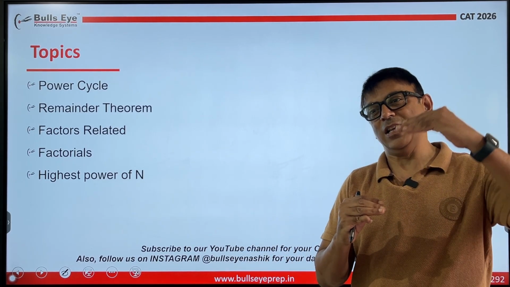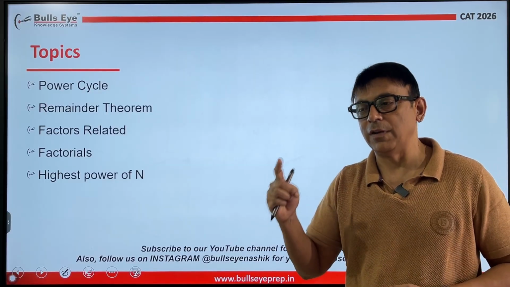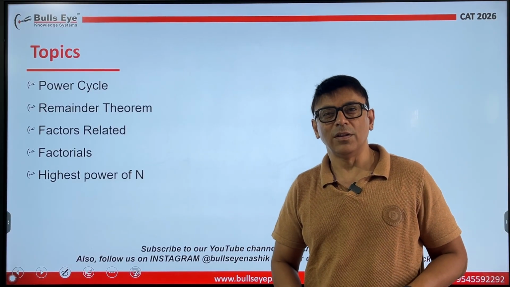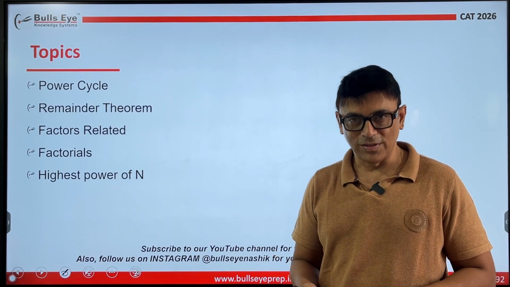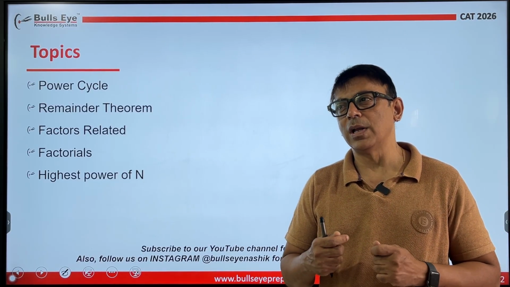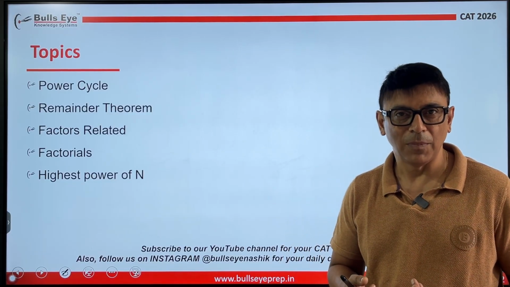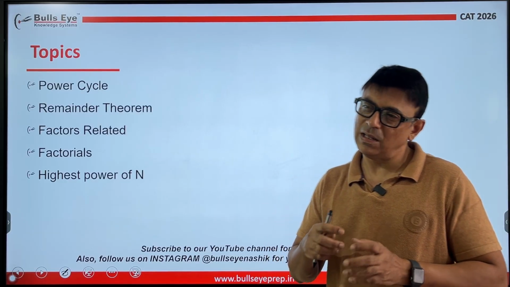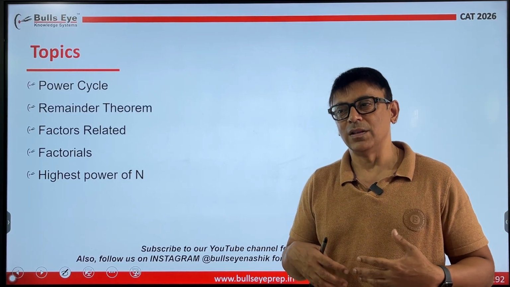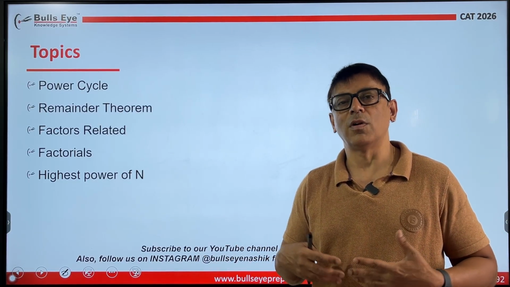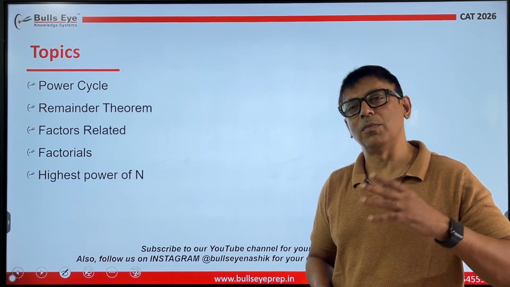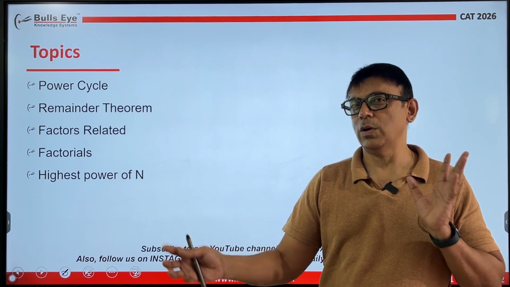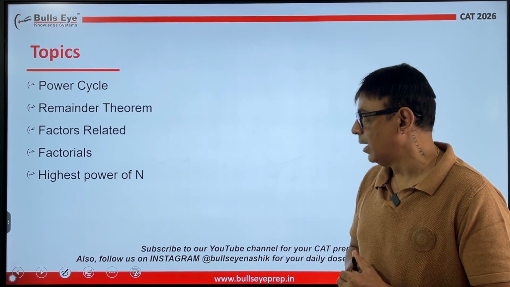Power is A raised to B, and if it gets a repetition, it forms a cycle. So the name power cycle. Remainder theorem is also called modulus theorem. How complicated divisions are simplified, that's what will be a part of the remainder theorem. Factors related, there are a few topics in this: the number of factors in the given number, the number of odd factors, the number of even factors, and so forth. It's a parent set of all the questions that come in this arena.